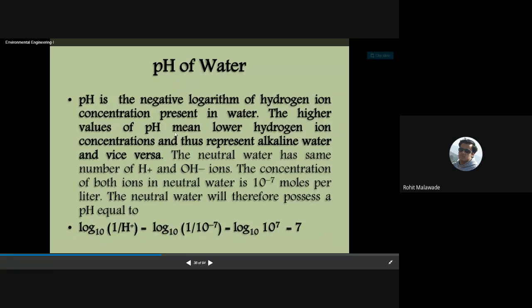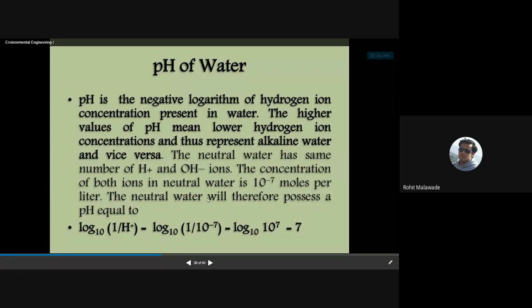The higher the value of pH, the lower the hydrogen ion concentration, and thus it represents alkaline water, and vice versa. As you know, water is a combination of H plus and OH minus ions. The concentrations of both these ions are equal, and the water is neutral, when it has 10 raised to minus 7 moles per liter.